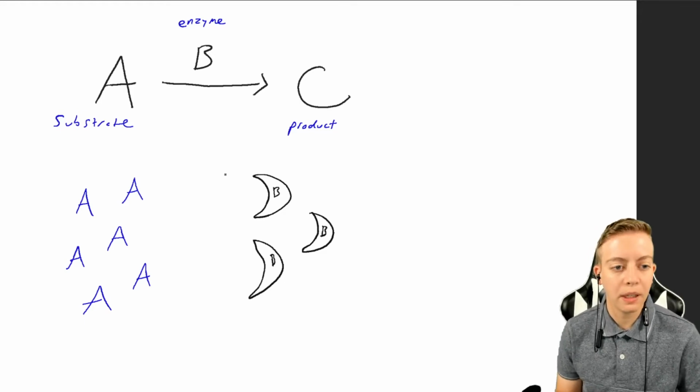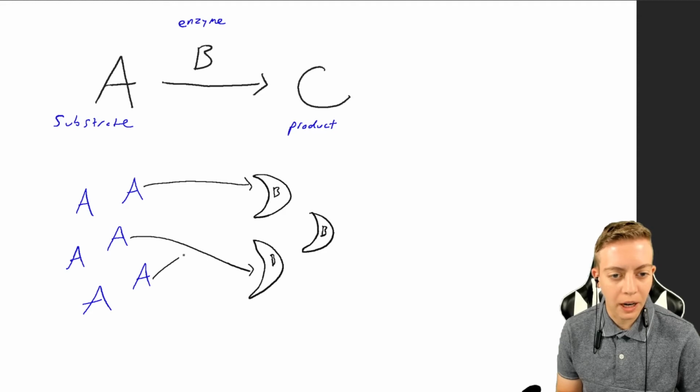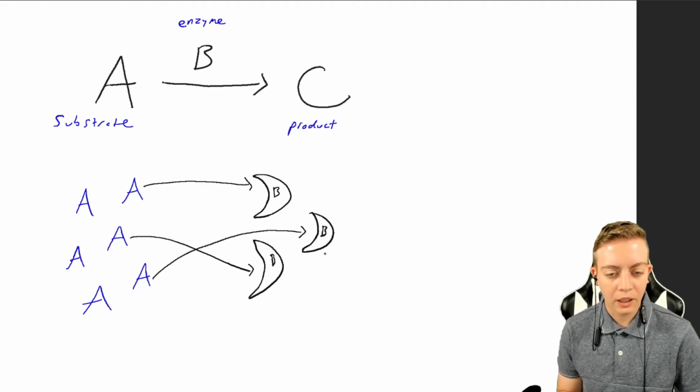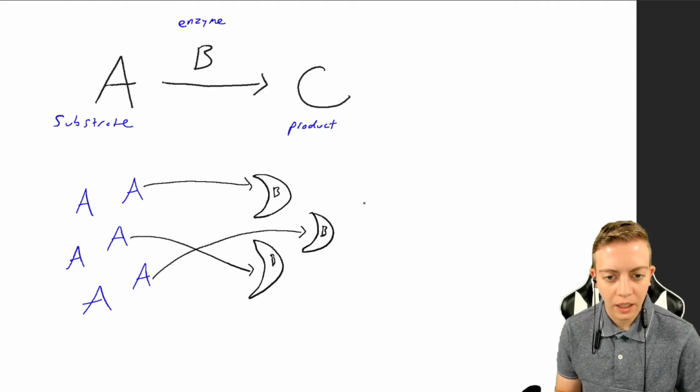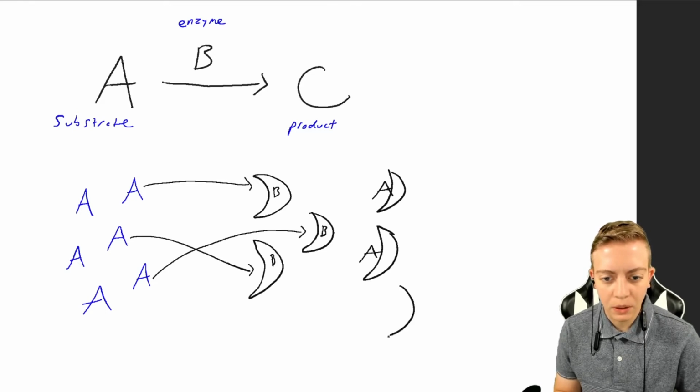What's going to need to happen, notice we have 6 A's and we have 3 B's. It requires B to get from A to C, and since we only have 3 B's, that means only 3 A's can bind. So these A's are going to bind to B, and they're going to form these little complexes. This looks really stupid, but I hope it gets the idea across. So we have 3 of these now that are A bound to B.